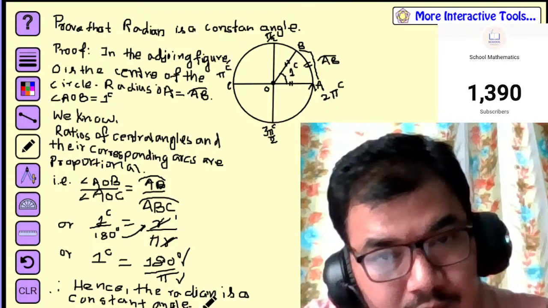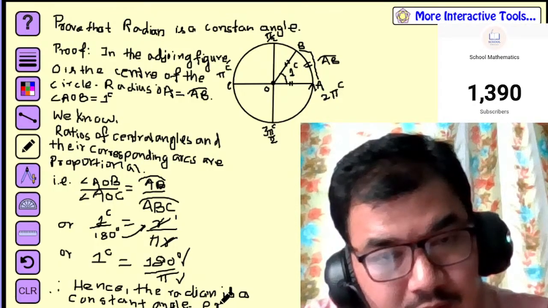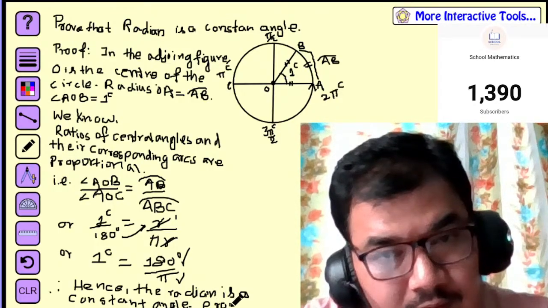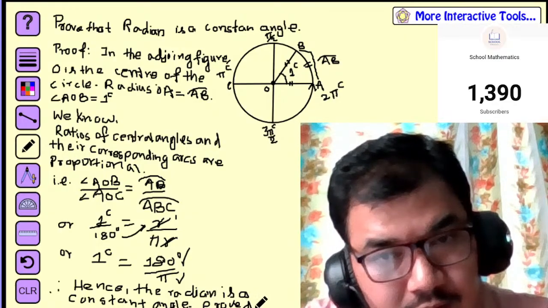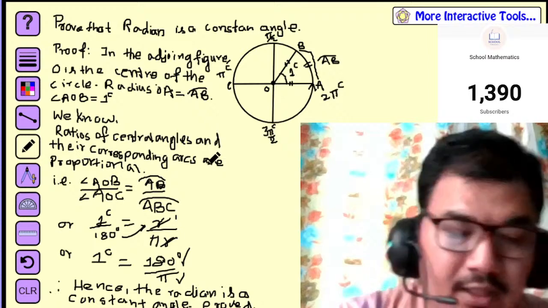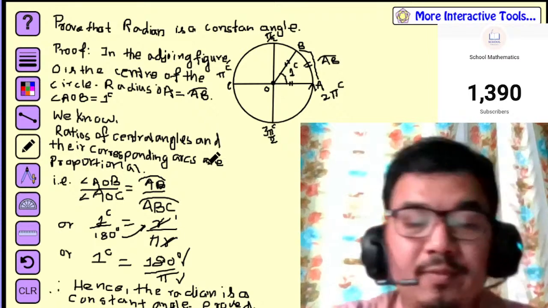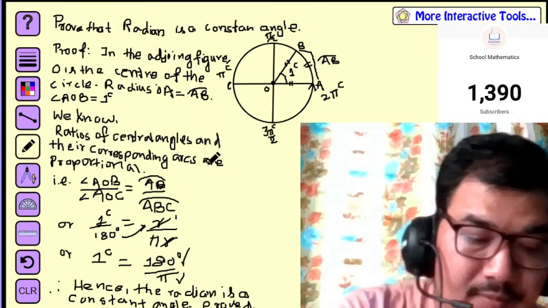Then we have tried here, proved, this theorem is proved, okay. I hope you understood it. If there is any confusion, you can ask, okay? If there is any confusion, ask me.